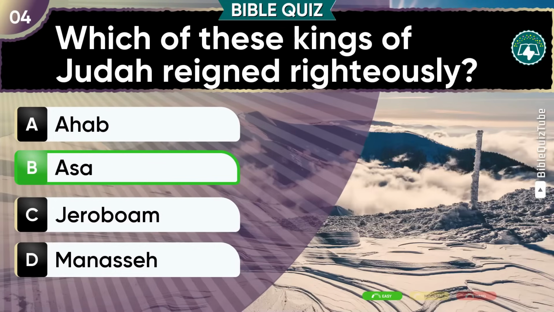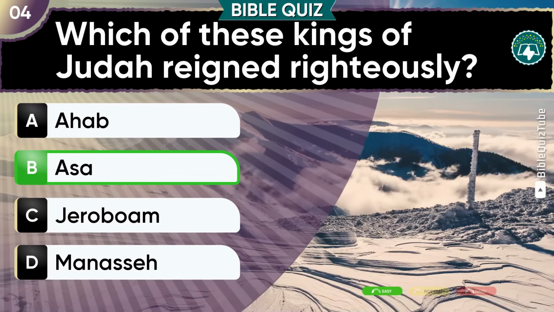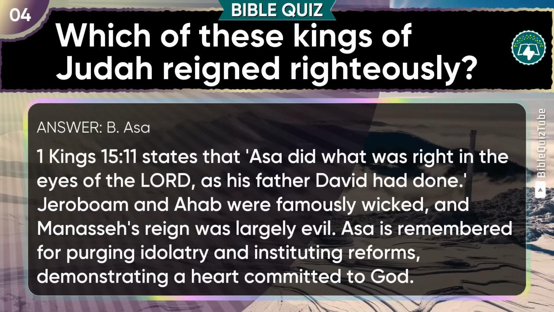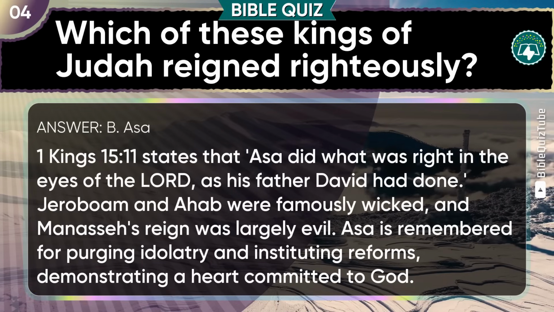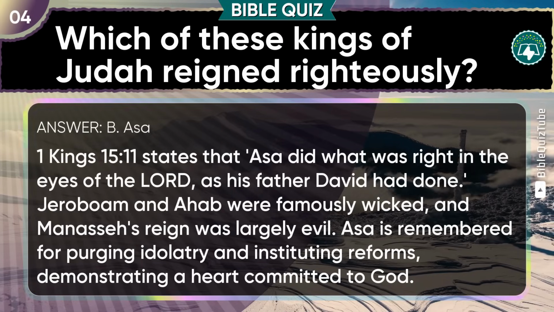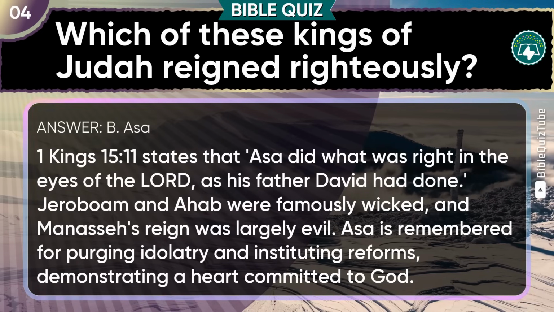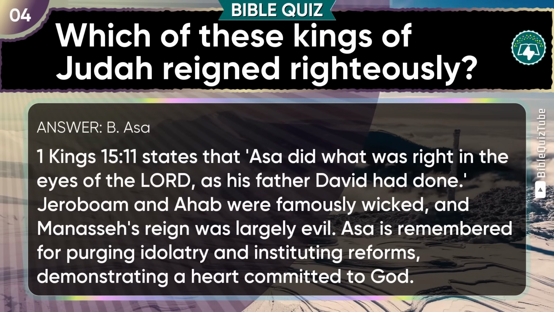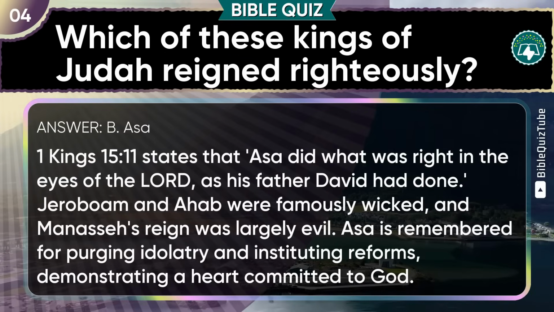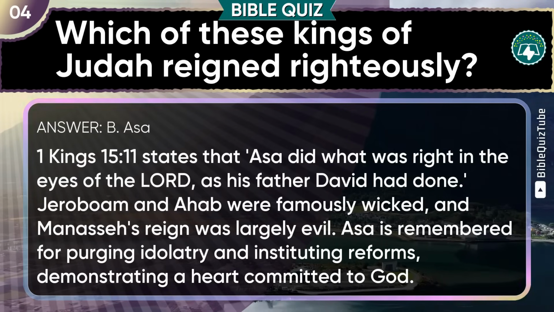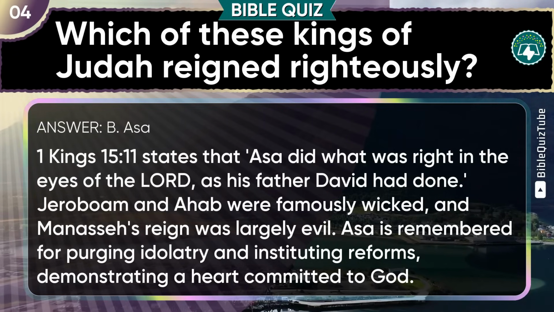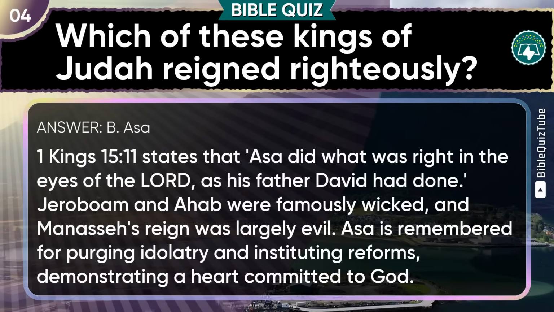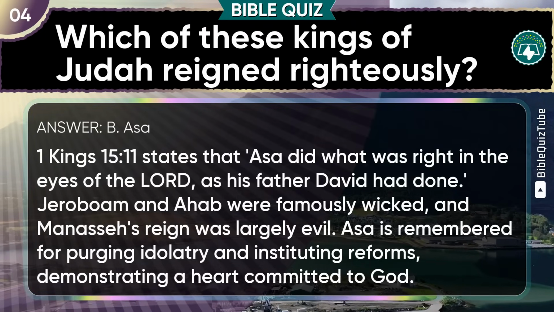Brilliant. Option B, Asa, is spot on. The explanation. 1 Kings chapter 15 verse 11 states that Asa did what was right in the eyes of the Lord, as his father David had done. Jeroboam and Ahab were famously wicked, and Manasseh's reign was largely evil. Asa is remembered for purging idolatry and instituting reforms, demonstrating a heart committed to God.